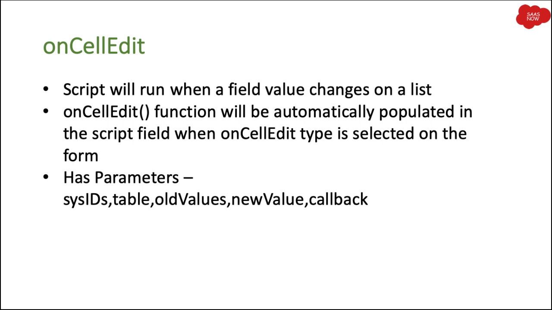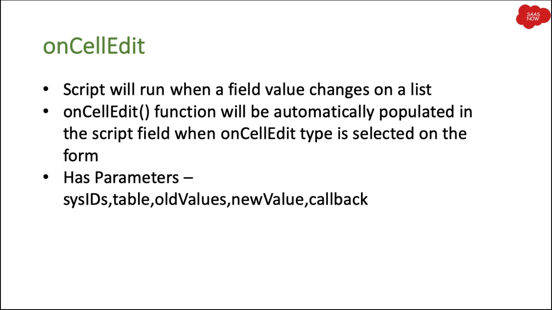Next is onCellEdit. Now, this client script type is quite different from the other three. All the other three client script types were for forms, basically when you work on the form. This client script type is for list view. So the script will run when a field value changes on the list. So if your user is on the list and from the list view, he changes maybe priority or some other field, and you want to run some script, you want to perform some actions, in that case, you will use onCellEdit.